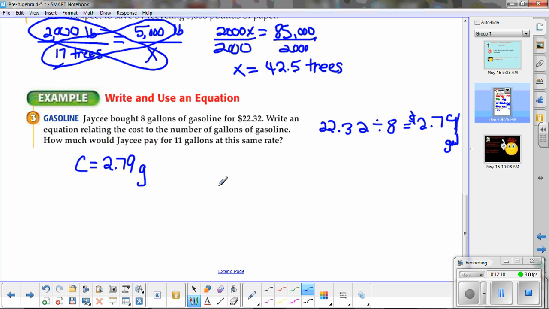We want to know how much JC would pay for 11 gallons at the same rate. So the cost would be $2.79 times 11, since he bought 11 gallons. 2.79 times 11 is a cost of $30.69.